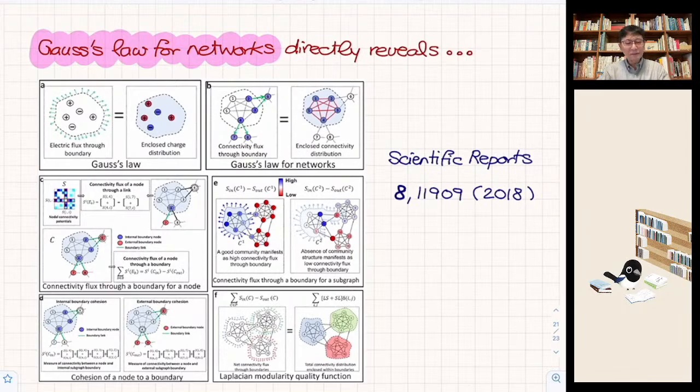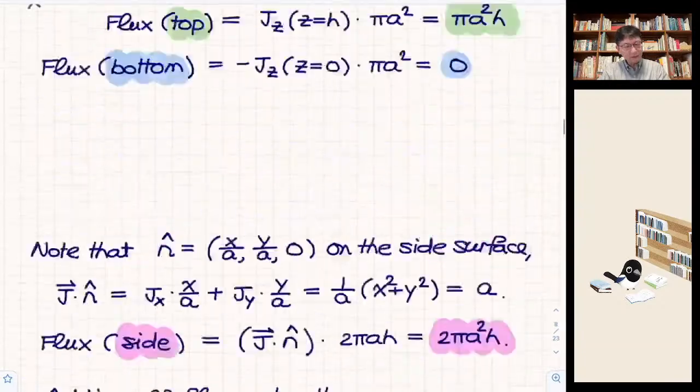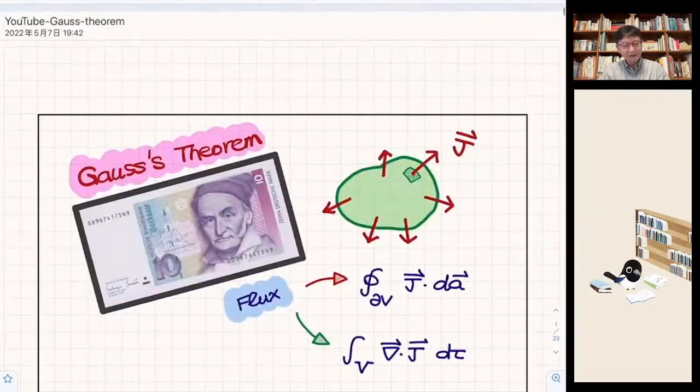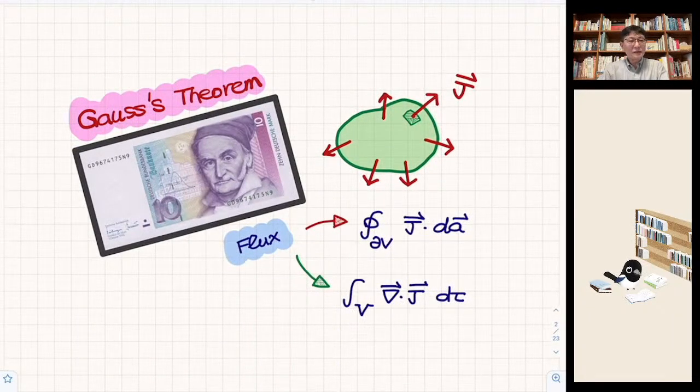Let's go back to the very beginning. So that's the Gauss theorem. I hope you know the fundamentals and its implication to a point charge, thus leading to the emergence of the Dirac delta function. And hopefully for those curious cats, it will be fun to try to generalize this idea to networks.